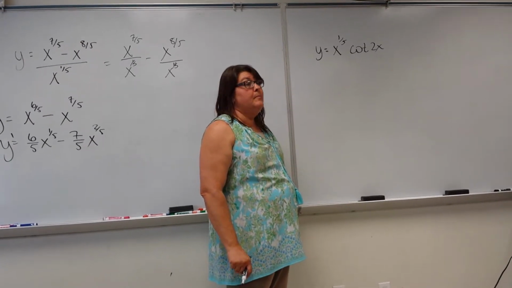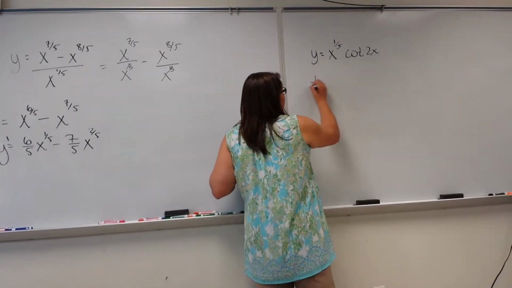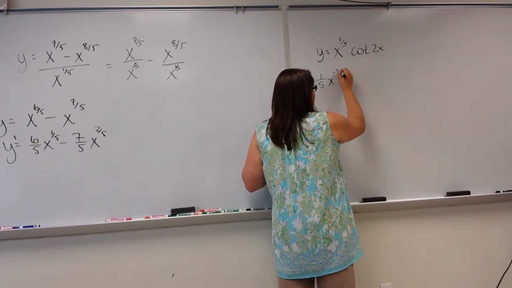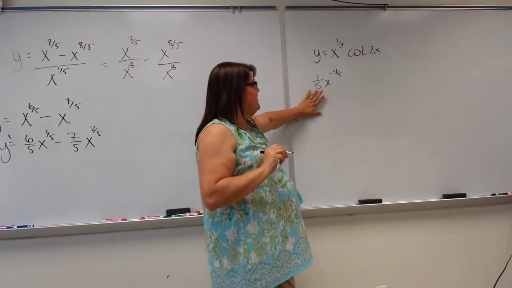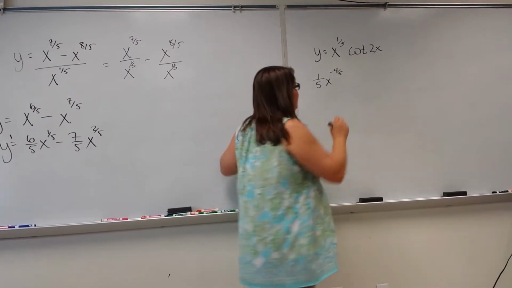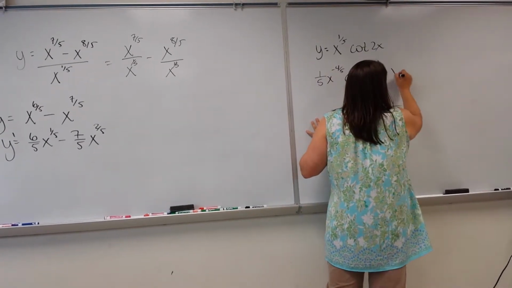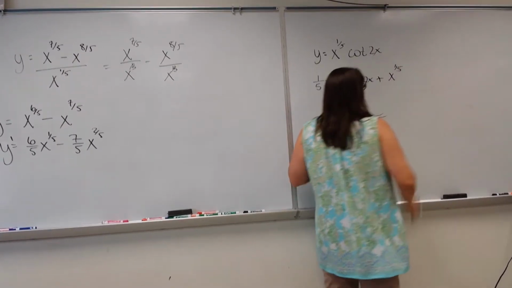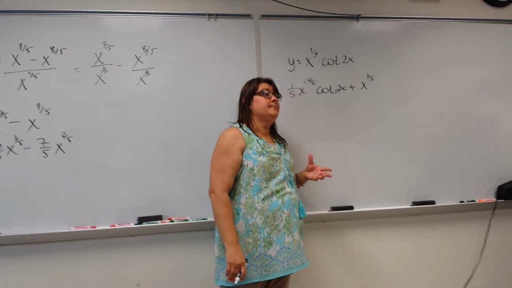You have to use the product rule. So the derivative of the first, minus 5/5, so minus 4/5. Is everybody okay with that derivative? Times the second, plus the first. What's the derivative of cotangent? Negative cosecant squared, right?